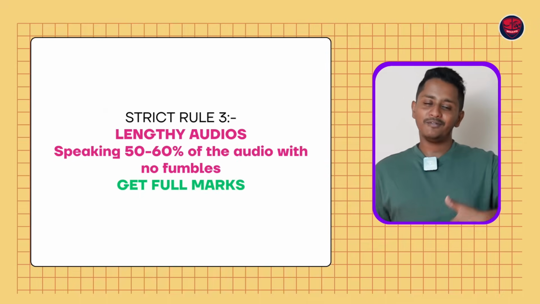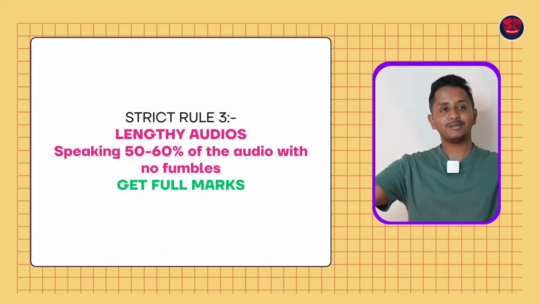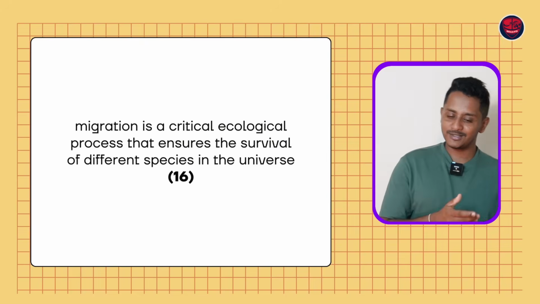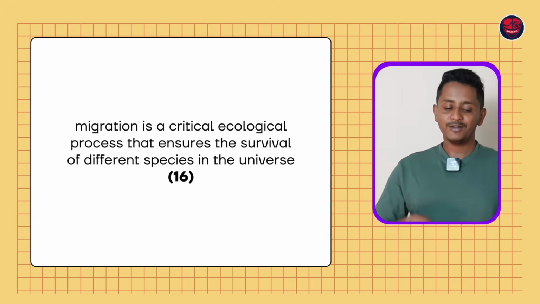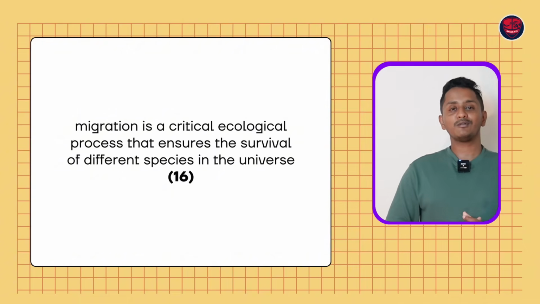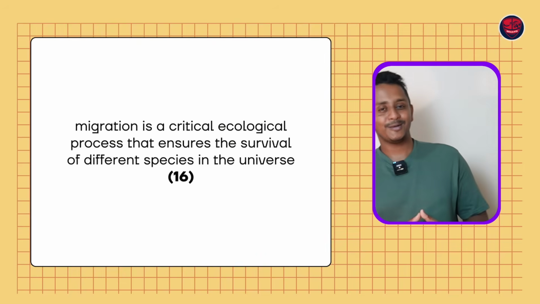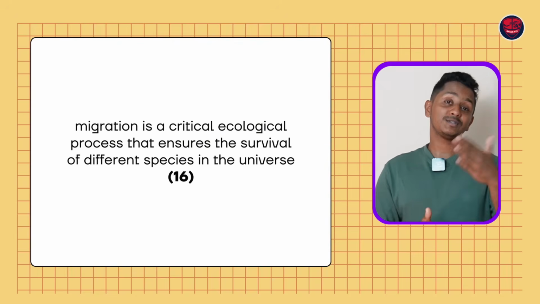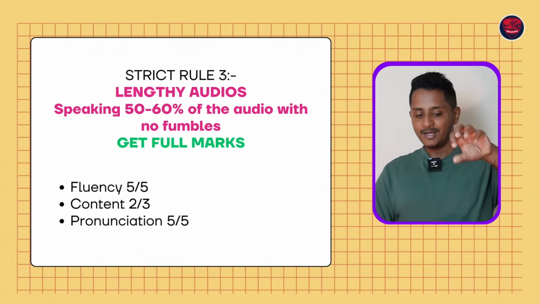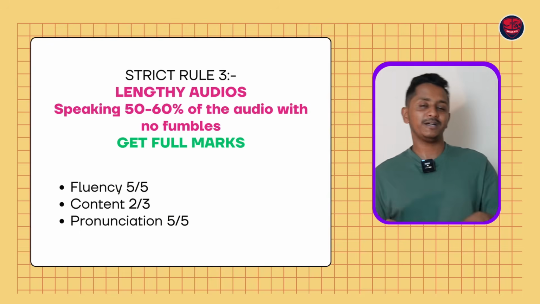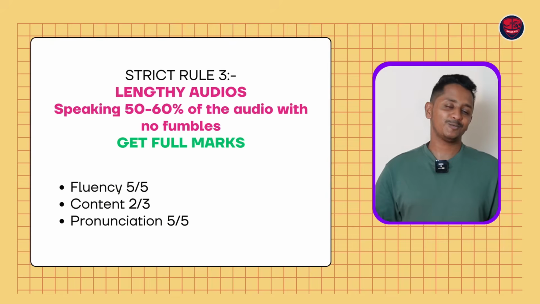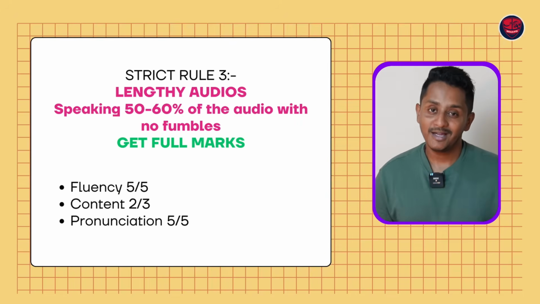Next is the strict rule number 3, similar to rule number 2, but the other way around. Speaking 50-60% of the audio with absolute zero fumbles, you get full scores, and this is the very important rule. The same audio, migration is a critical ecological process that ensures the survival of different species in the universe, and you end up speaking, migration is a critical process that ensures the survival of different species. Or you say, migration is a critical ecological process that ensures the survival. Both of these will give you 3 out of 3 from one repeat sentence towards your speaking and listening both, because you'd be getting 5 out of 5 fluency. Content probably would be 2 out of 3 and pronunciation 5 out of 5. You sum it up, it would be 12 out of 13. When you convert it into 3 marks, it would be 2.85 or 2.87, which would almost be equivalent to 3 out of 3. Remember this strict rule number 3.